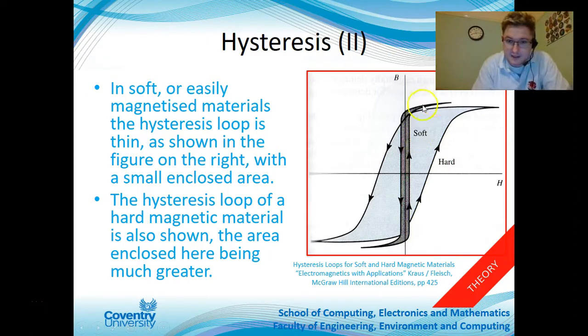So if it's a relatively soft magnetic material, you'll get this narrow shaded area here, which is very soft, so it doesn't take much energy to magnetize. Whereas if it's a hard magnetic material, you'll see here it's got a much larger area, which is this lightly shaded blue area here.